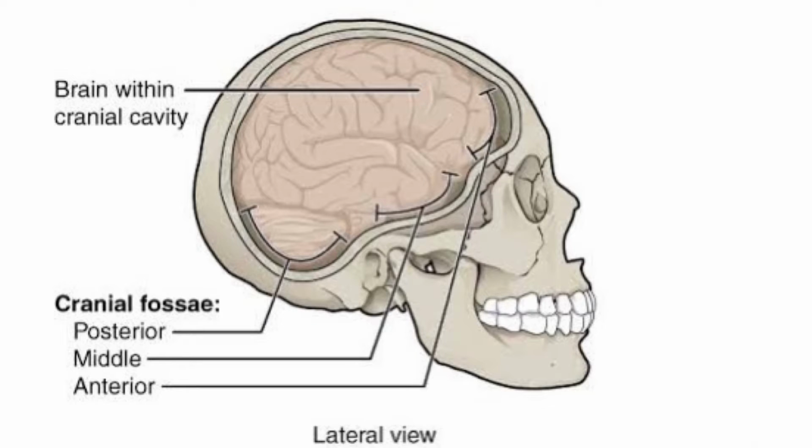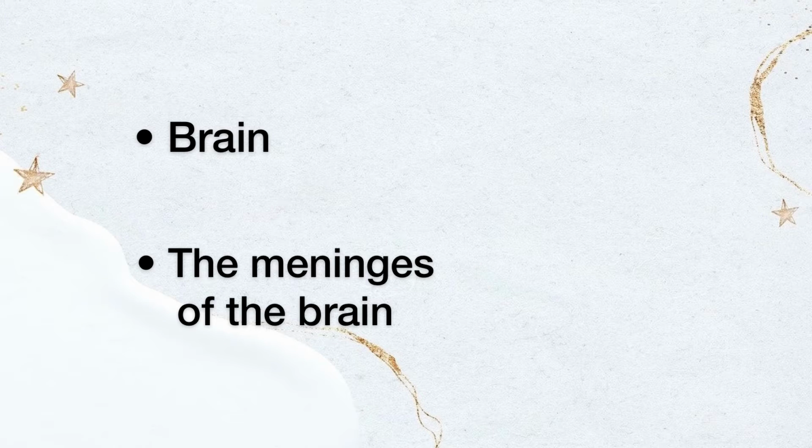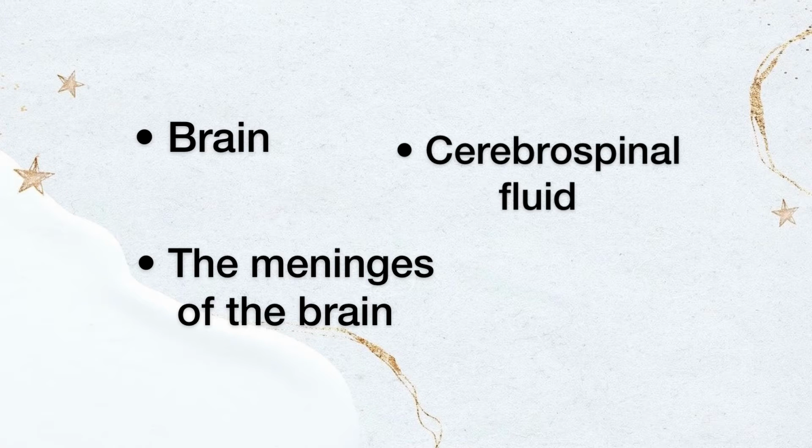The cranial cavity is the space within the skull. The space inside the skull is formed by 8 cranial bones known as the neurocranium. The organs of this cavity are the brain, the meninges of the brain, and the cerebrospinal fluid.